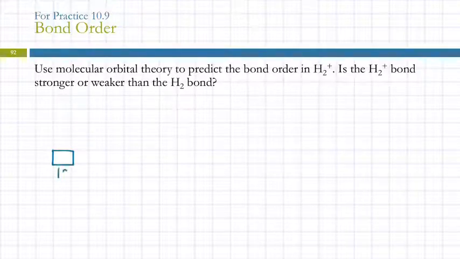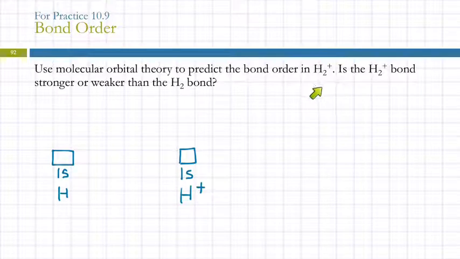So over here, I'm going to have hydrogen. And over here, 1s, I'm going to do H plus. This is H2 plus. And so we have to get the right number of electrons in there. So if I put a hydrogen atom and a hydrogen ion together, then I'll have the correct number of electrons. And then I'm going to draw the molecular orbitals.